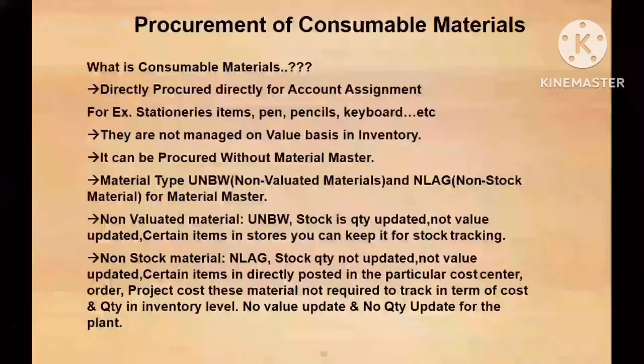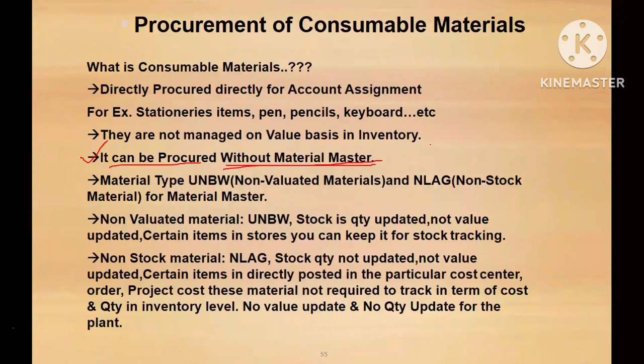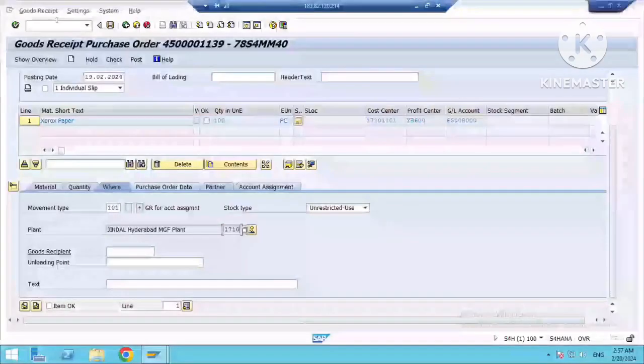In SAP, there is a provision that consumable material can be procured without a material master also. How can you procure the consumable material without a material master? Let me show you directly in the system how you can create a purchase order.